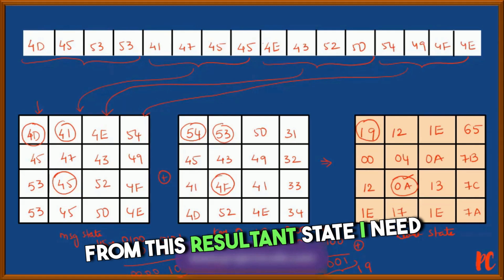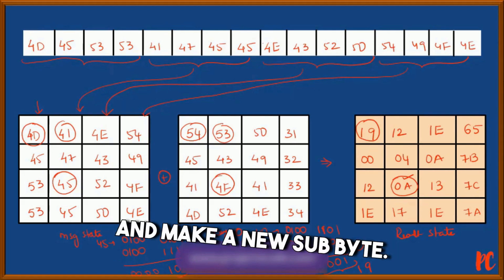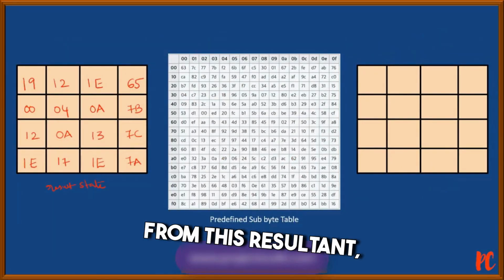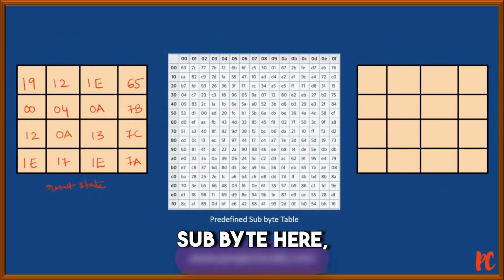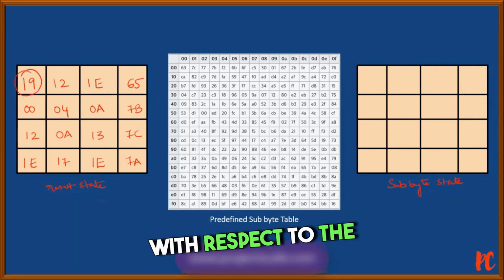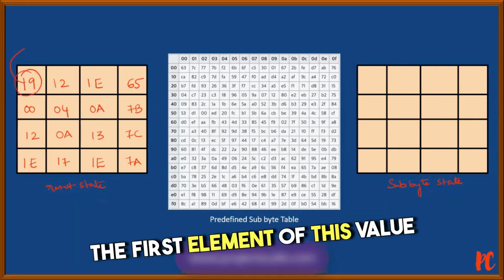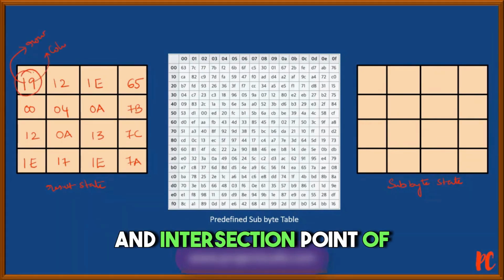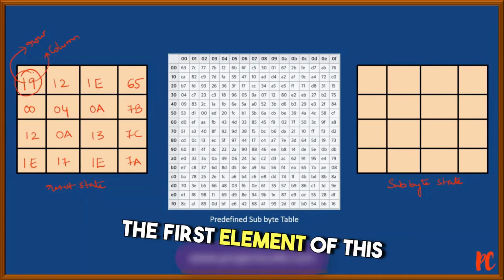Now let me write this as the resultant state. From this resultant state, I need to take the predefined table and make a new SubByte now. As we have seen earlier, I need to create a new SubByte from this resultant. This time, the first digit of each value will act as a row, and the second digit will act as a column, and the intersection point we are going to display in the first element of this part.